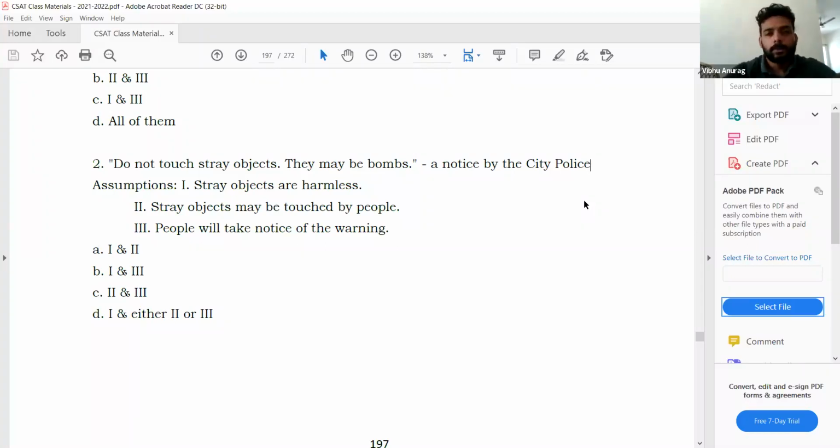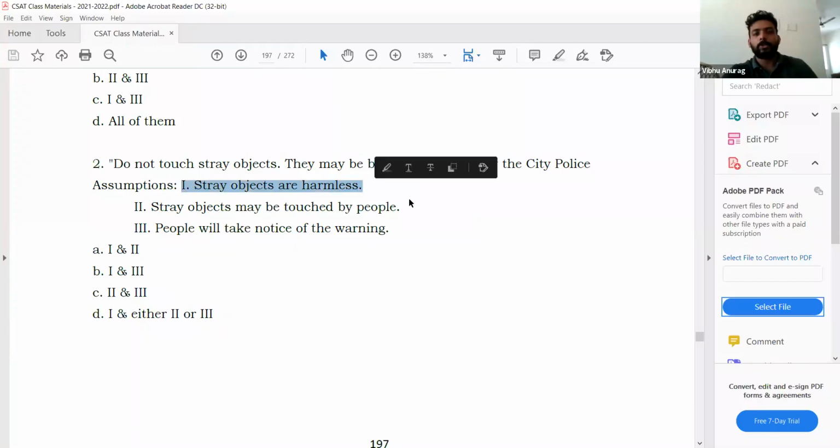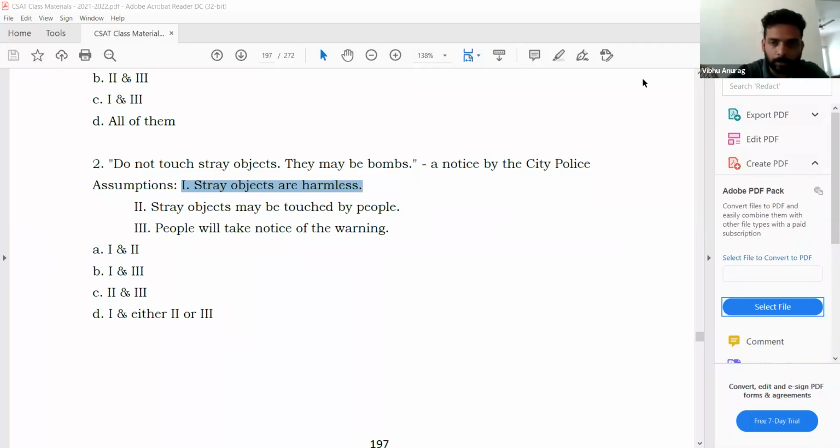Okay. So assumption one, stray objects are harmless. Do you think this person believes that stray objects are harmless? The police believes stray objects are harmless or harmful? What do they think? Maybe harmful, right? So the first assumption is not valid. They don't think that stray objects are harmless.